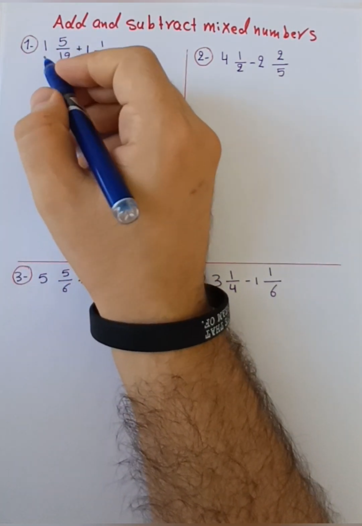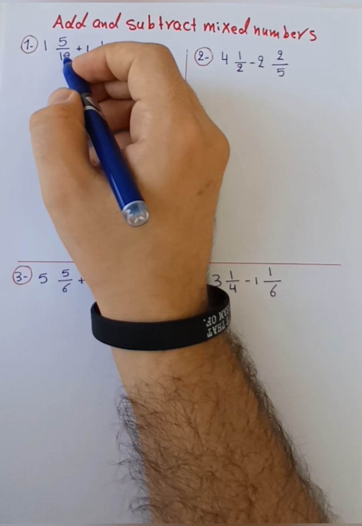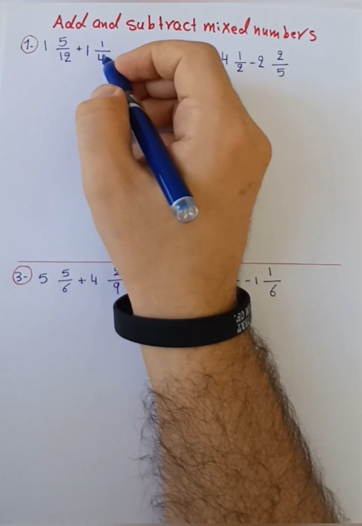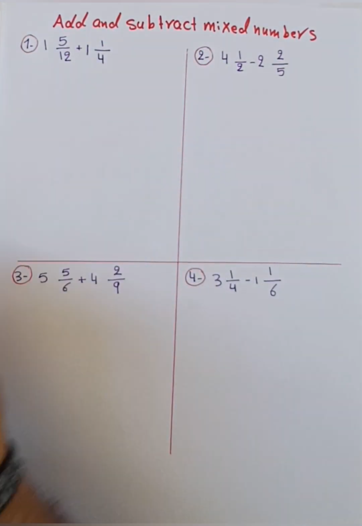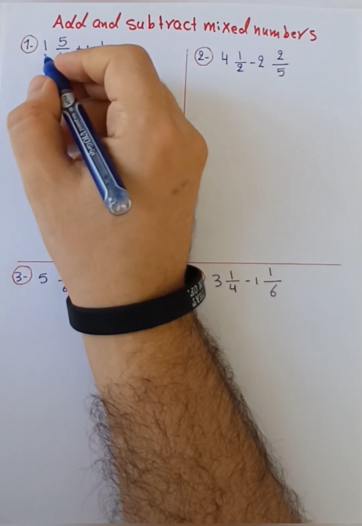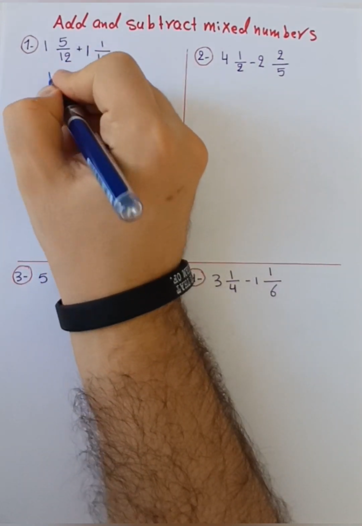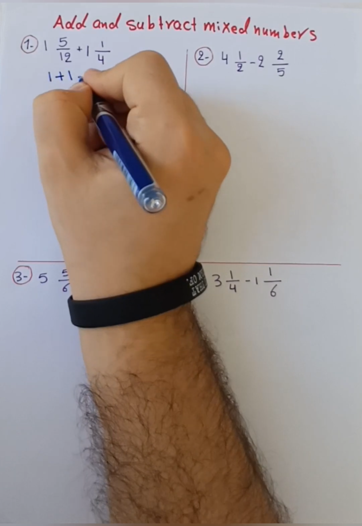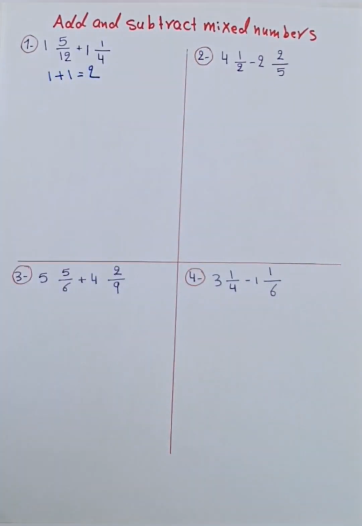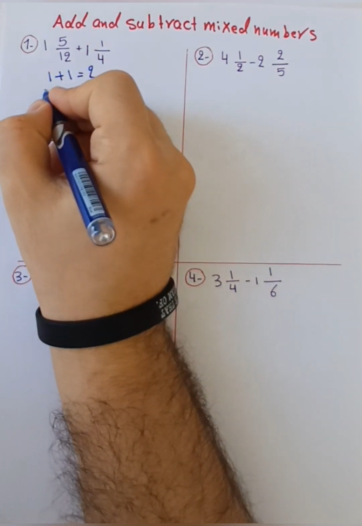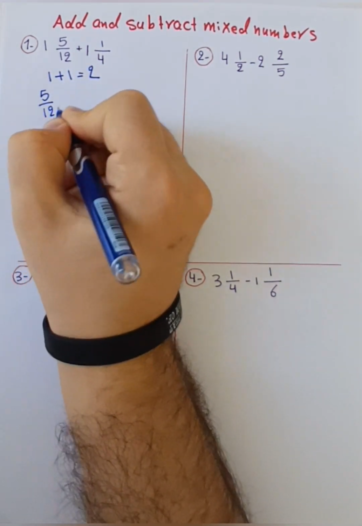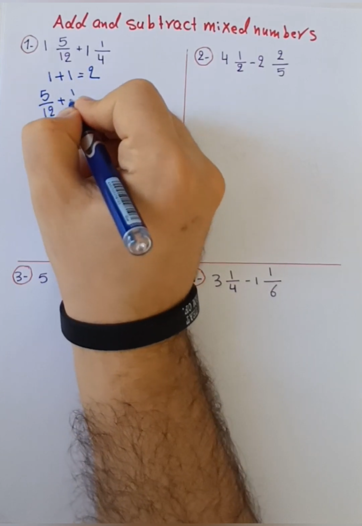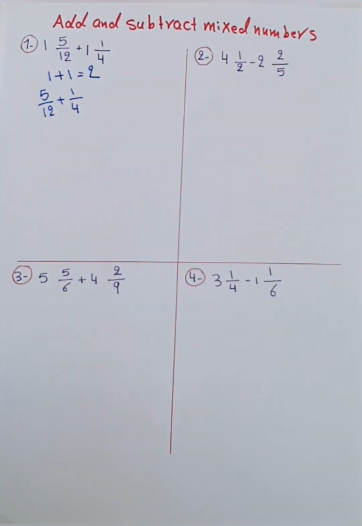Example number 1, we have 1 and 5 out of 12 plus 1 and 1 out of 4. So we have add, first we have to add the whole numbers. 1 plus 1 equal to 2, and then we have to add the fractions. 5 out of 12 plus 1 out of 4. We have different denominators, they are not like fractions.